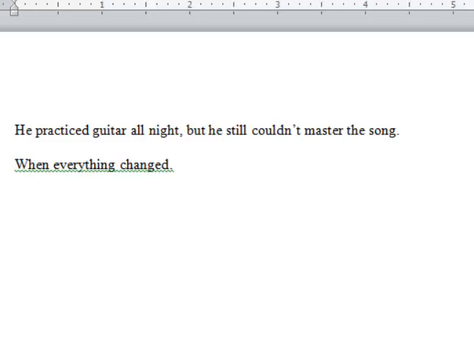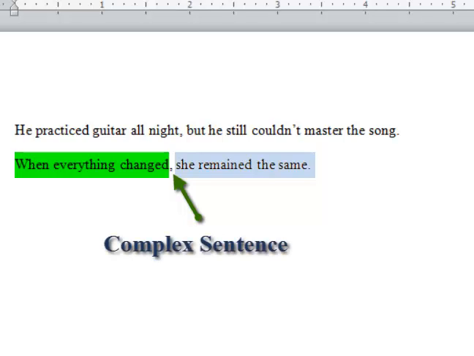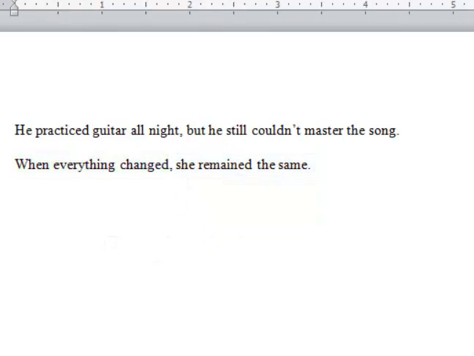So all you have to do for that subordinate clause, and that is a clause because everything changed is a subject-verb relationship, right? When everything changed, comma, she remained the same. And that is a complex sentence.